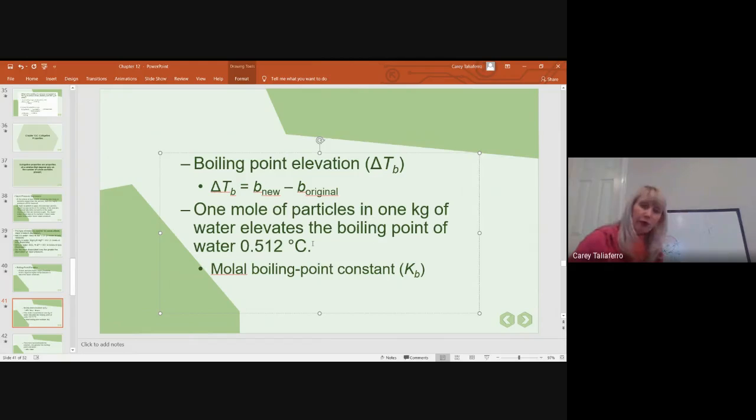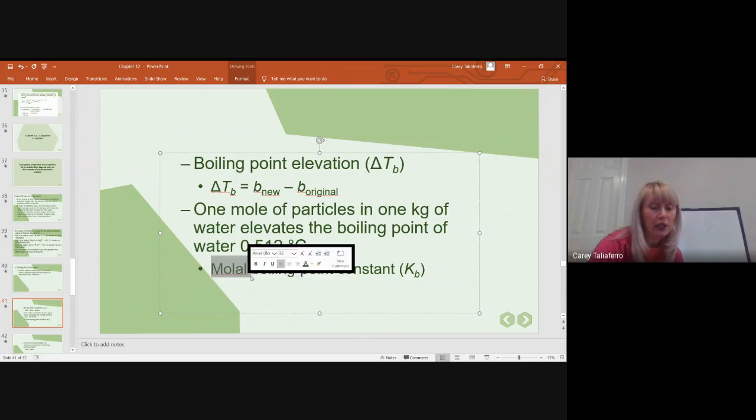So no, you don't have to memorize boiling points, although you should probably know, just because it's water, that in normal situations the boiling point of water is 100 degrees Celsius. Then there's this thing that's going to be called a constant, a molal boiling point constant. Now, keep in mind, did you just see that? Molal. So that's what we're actually going to be using.